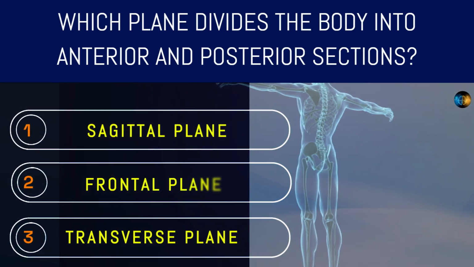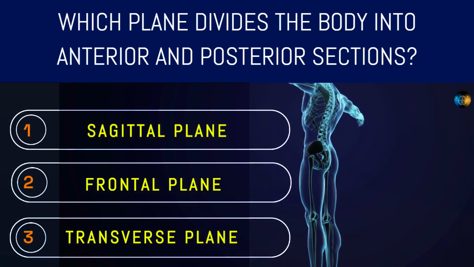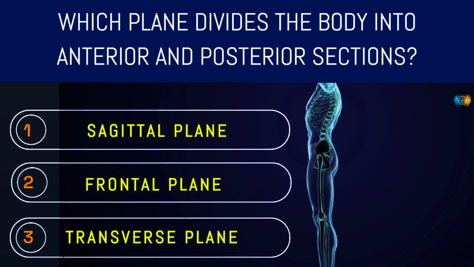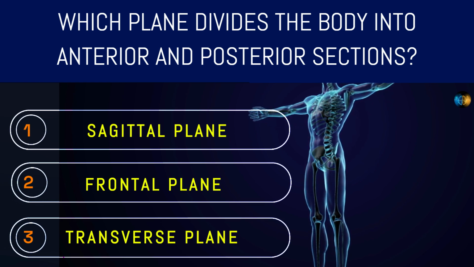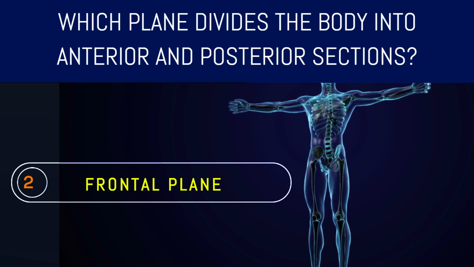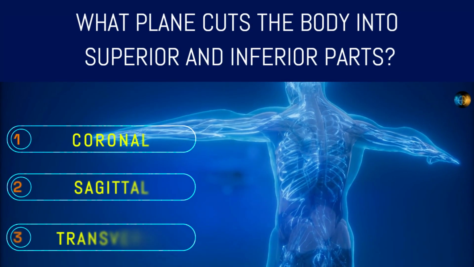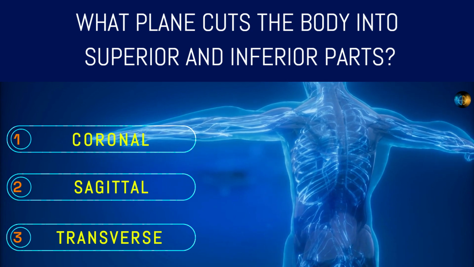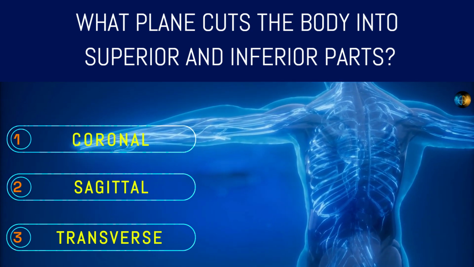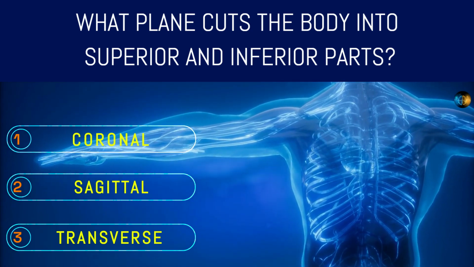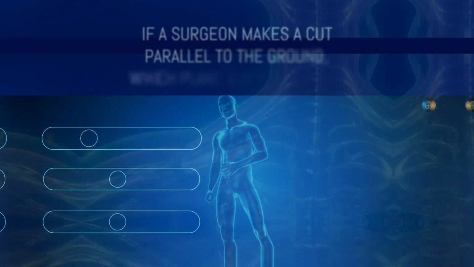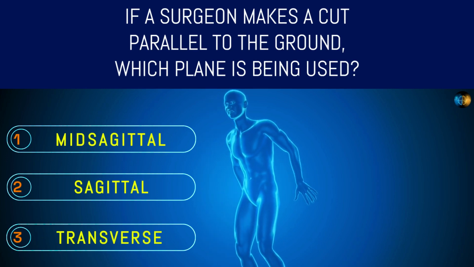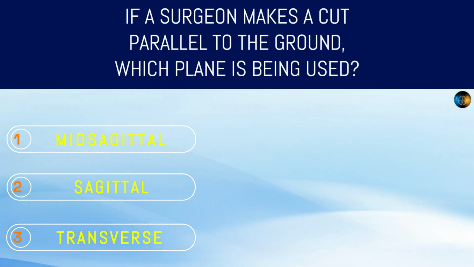Which plane divides the body into anterior and posterior sections? Sagittal plane, frontal plane, or transverse plane? Frontal plane. What plane cuts the body into superior and inferior parts? Coronal, sagittal, or transverse? Transverse. If a surgeon makes a cut parallel to the ground, which plane is being used?